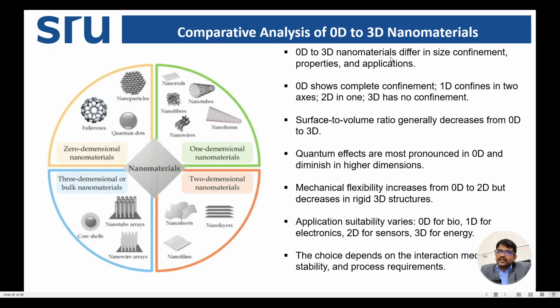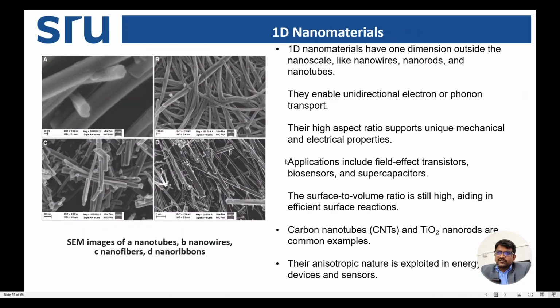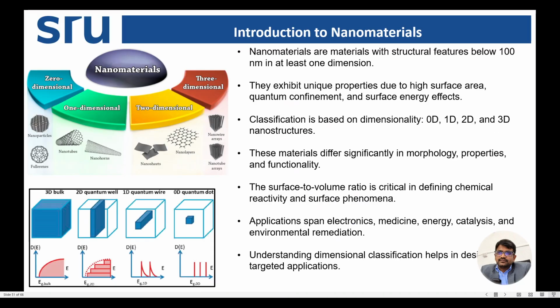0D to 3D nanomaterials differ in size confinement, properties and application. So all the four types of nanomaterials are different in dimensionality and also in confinement. What is confinement? Here you can see in this image. Confinement in all dimensions, confinement in two dimensions, confinement in one dimension. So this is the confinement.